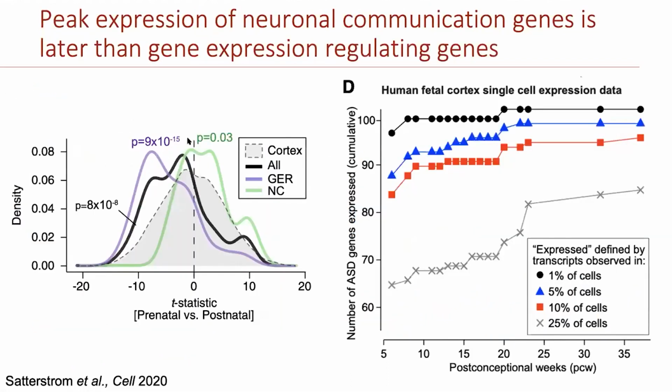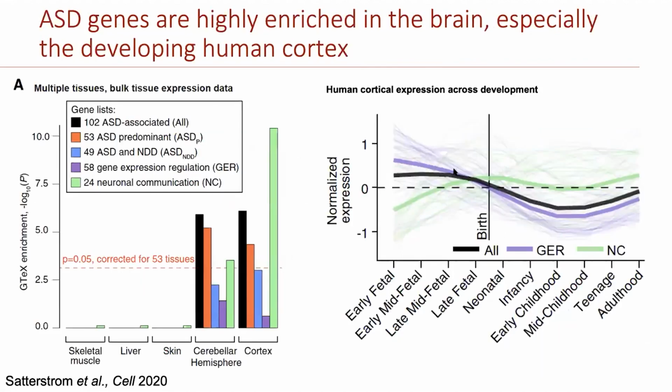We can put a number onto that by asking the question, do they tend to have more expression before birth or after birth? We see this clear profile here where there's a distinction between the neuronal communication and the gene expression regulation, where we see a statistically significant shift of what looks obvious to us in looking at that previous graph.